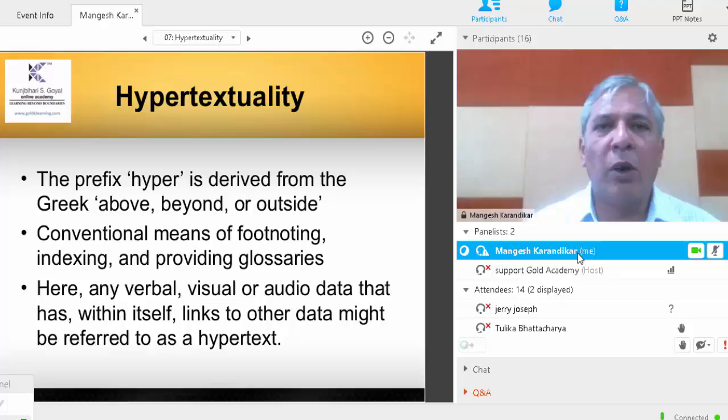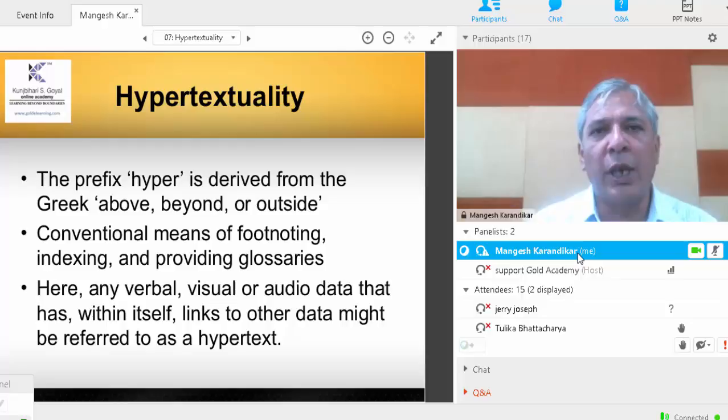In one respect, if you look at media, we are talking of the research that you do and the citations that you have to give. What are citations after all? Citations are links or references to a text which is outside your original text, isn't it? You are saying that I have got this particular reference from this particular research paper or a book. That is hypertextual. So we are talking about a text which is not within this text, but which is outside this text.